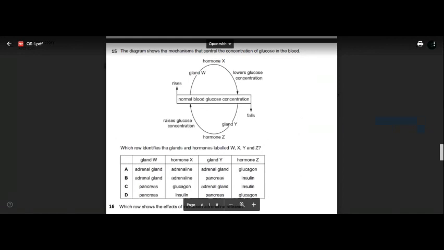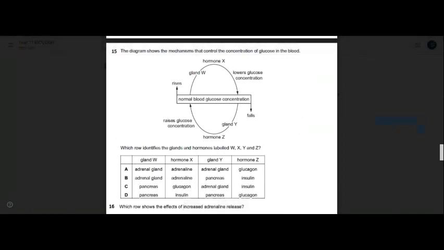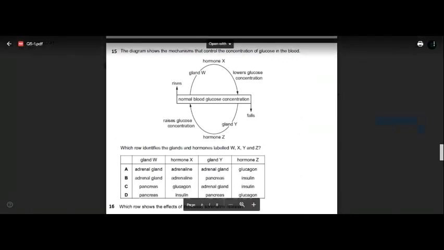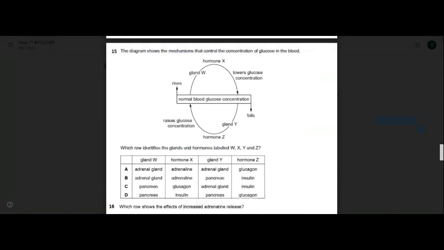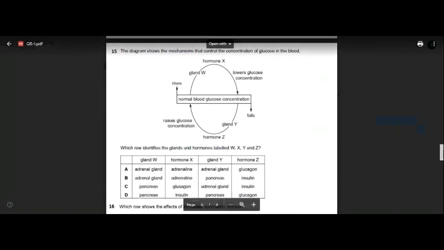So which row identifies the glands and the hormones labeled W, X, Y, and Z? Gland W, hormone X, gland Y, and hormone Z. So we said that both of the glands involved, gland W and gland Y, should be pancreas. So adrenal is wrong. So A and B are totally rejected. Even without looking, I reject.